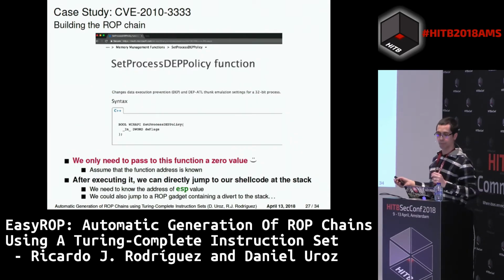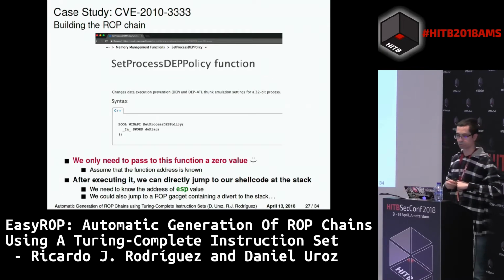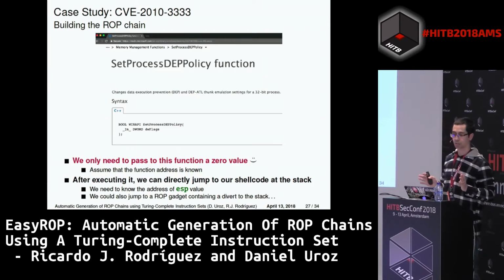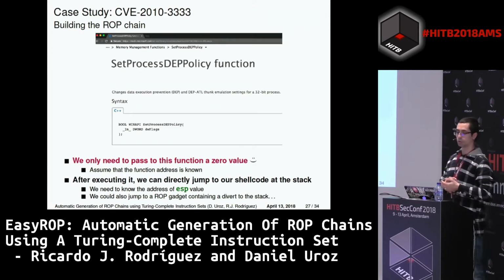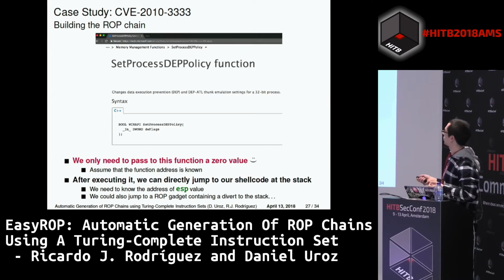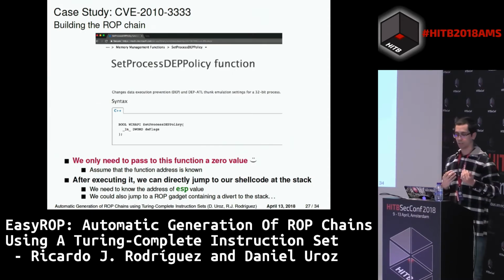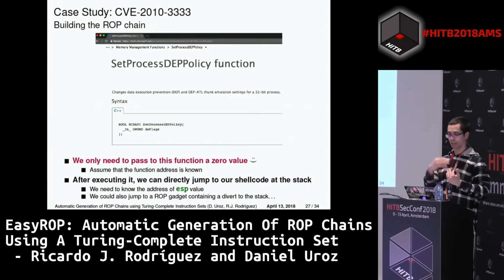So, how can we build a ROP chain in Windows? Consider that we have a Windows 7 in which, with EMET, we have activated the data execution prevention defense policy. In that case, we need to call this function, SetProcessDEPPolicy, that, as you see, will receive just a Boolean flag, true or false, in order to enable or disable the DEP policy.